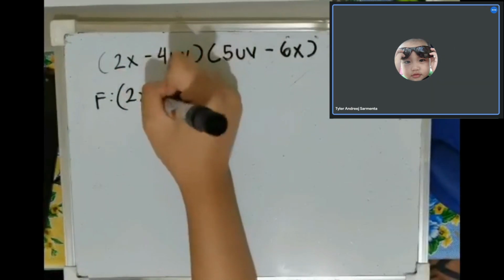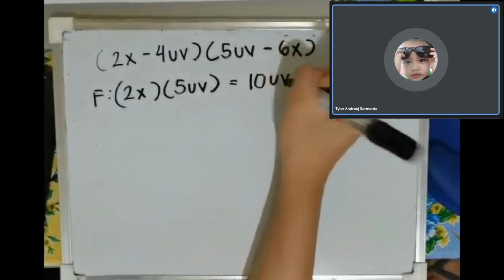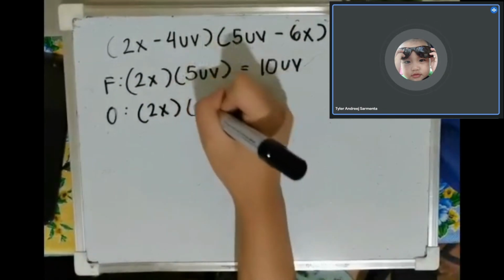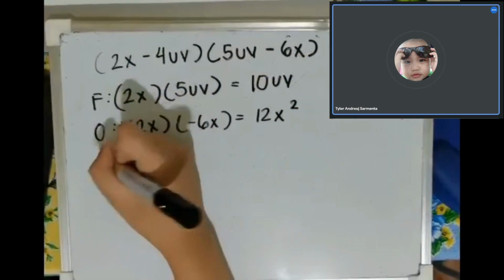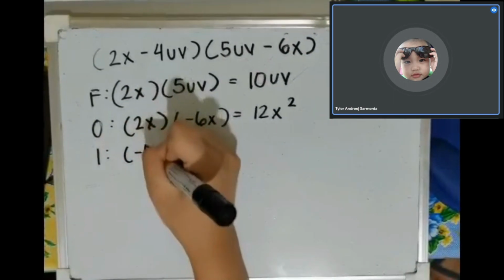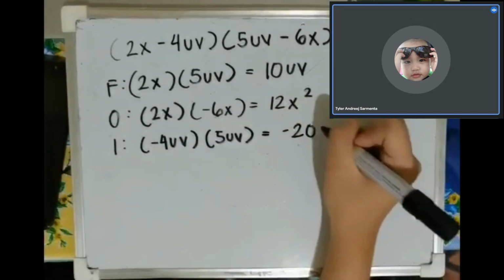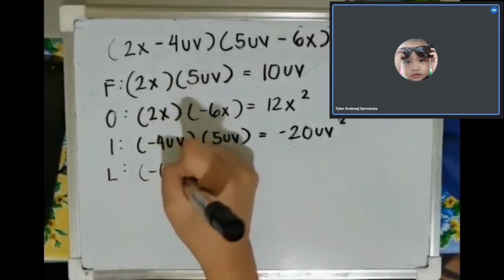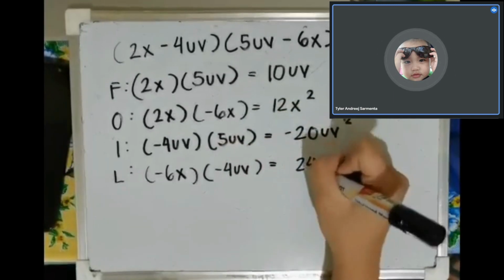2xuv times 5xuv is equals to 10xuv. Then we multiply the outer terms. 2x and negative 6x is equals to negative 12x squared. Then we multiply the inner terms. Negative 4uv times 5uv is equals to negative 20uv. Then multiply the last terms. Negative 6x and negative 4uv is equals to 24xuv.